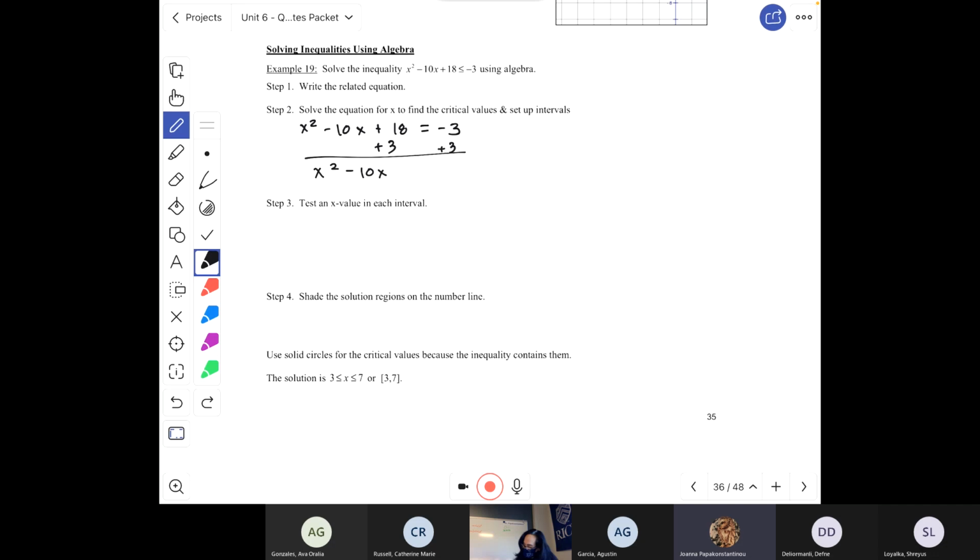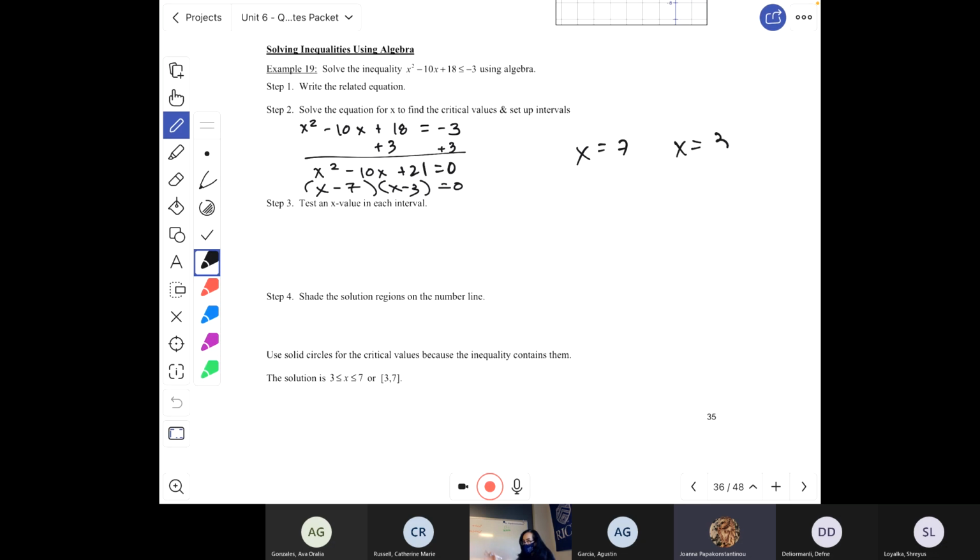So perhaps we should look at things. What would I do next to solve this? Factor, yes, reverse FOIL. What are my two factors? x. Okay, so then I have x equals 7 and x equals 3.